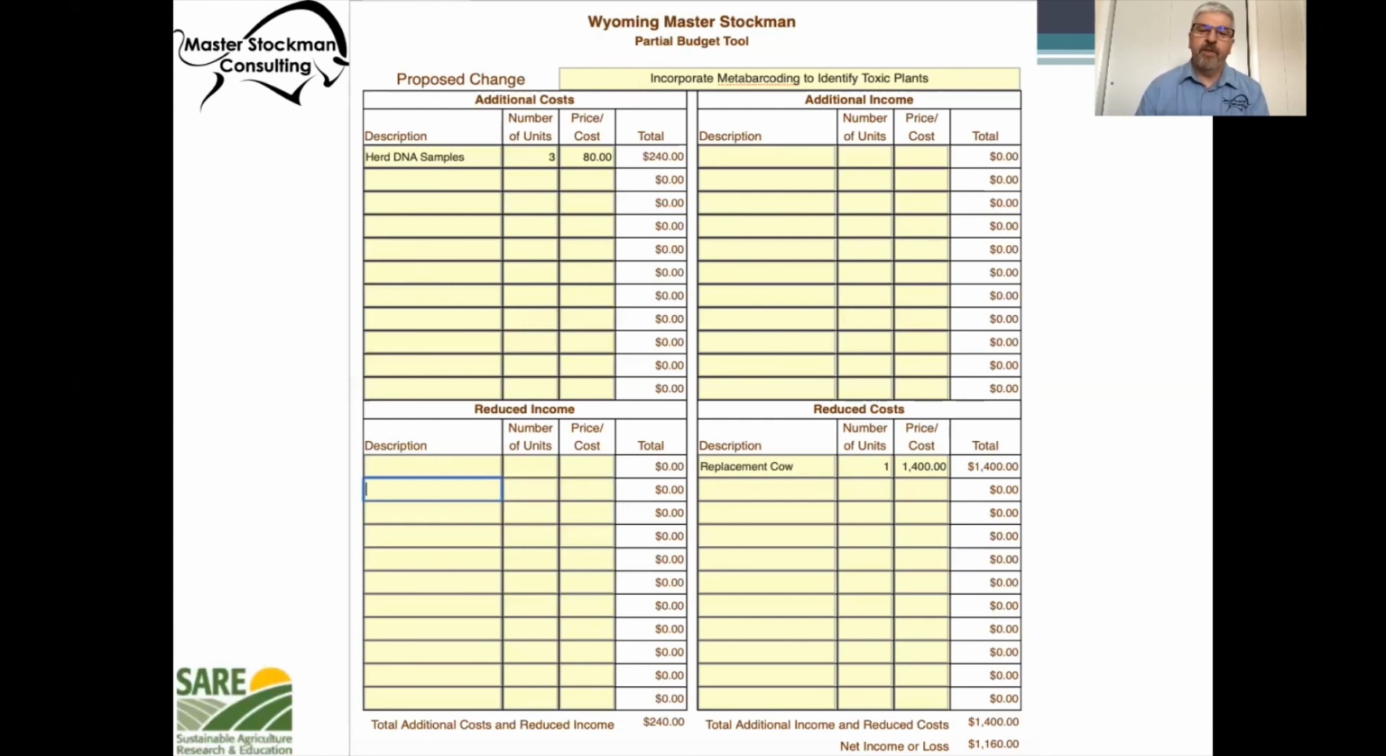We looked at this, even if you were able to save just 1 cow, at a replacement cow cost of $1,400, that's a net income of $1,160 in terms of savings over having to replace those cows. So I know this is a real simple economic example, but it does show that even in the infancy of this technology, there are ways that we can use this and ways that we can do it profitably on our operation. And it's just another method to use the partial budget to understand whether something might work on your operation.